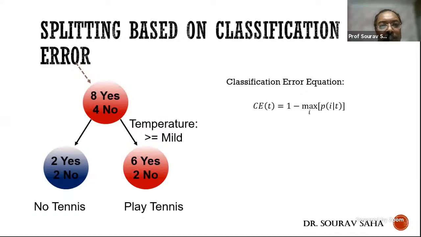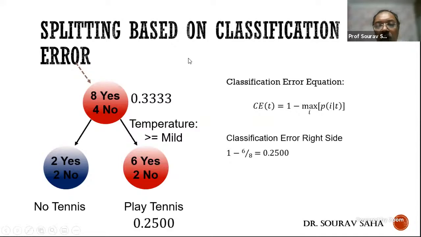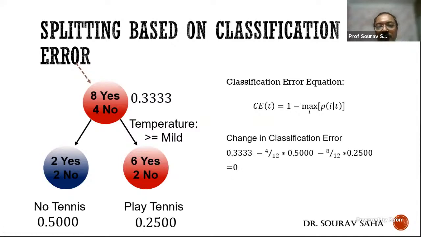Not to worry, I have already shared the slides with the upgrade team, with the NM team. All the calculations are there. Right? So this is the change in the impurity which I got. So after doing the split on temperature, the change in the impurity is 0. Not a very good split which I have done.